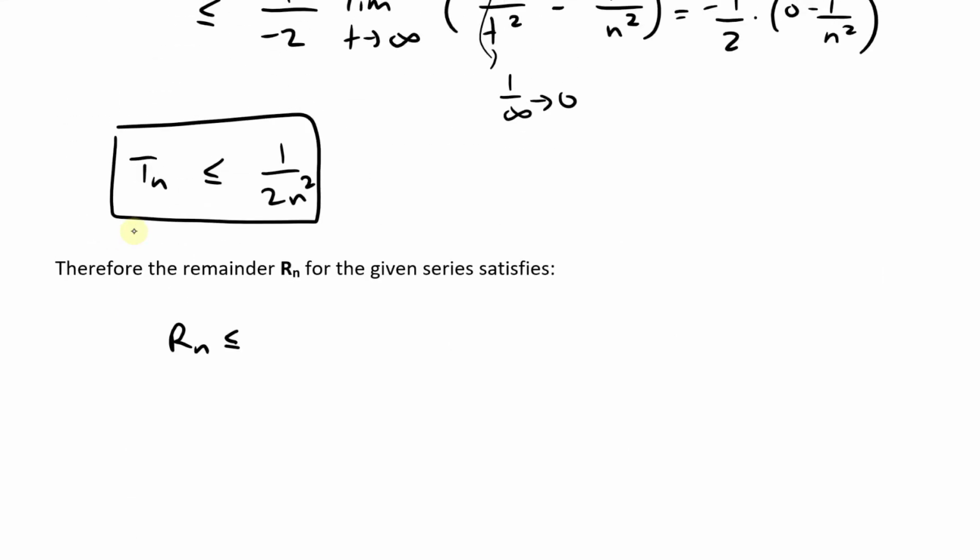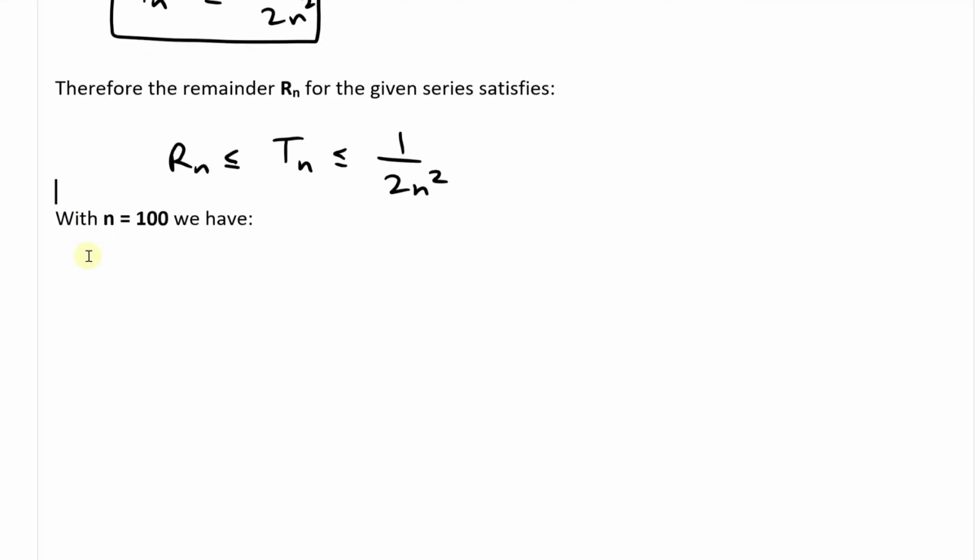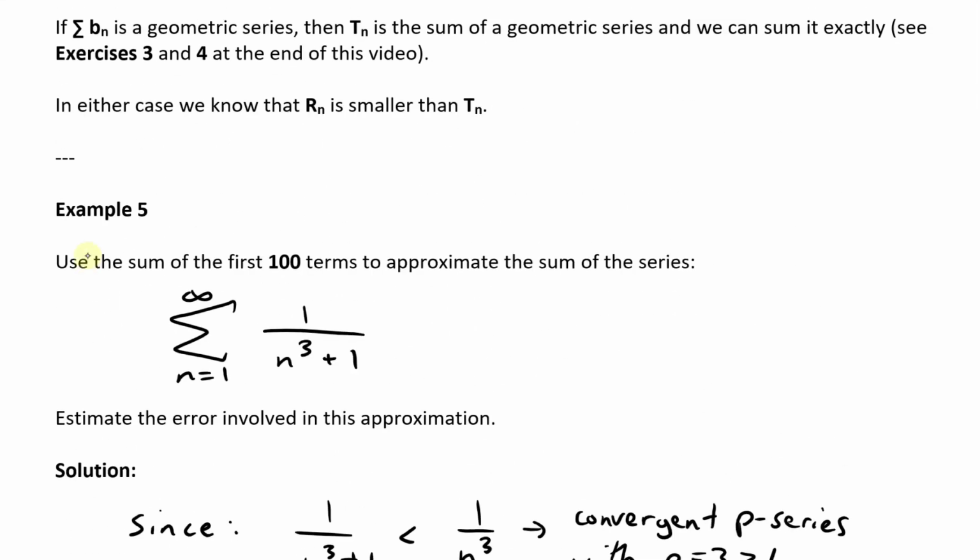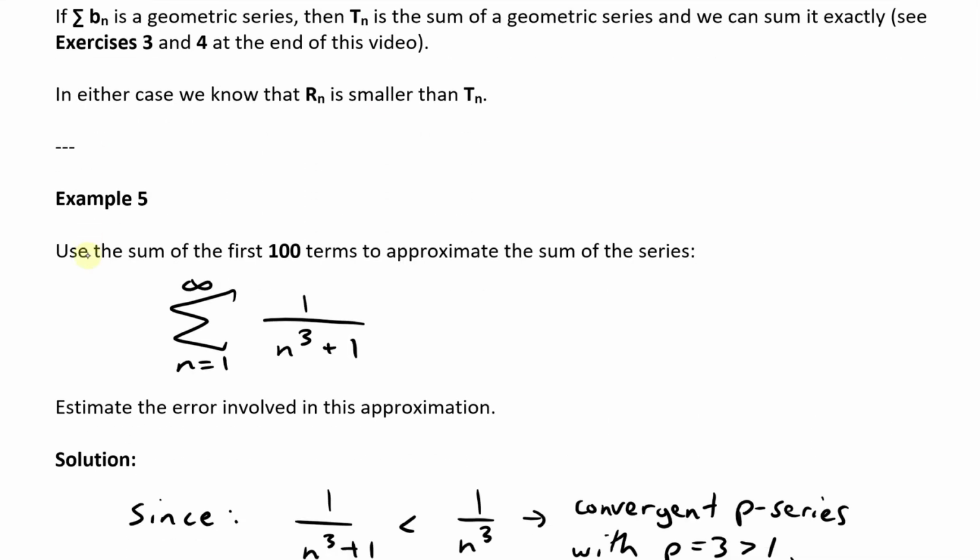So Rn is going to be less than or equal to Tn, which is less than or equal to 1 over n squared. Now with n equals 100, well, 100 terms were asked for. So let's scroll all the way up here. I'll sum up these terms afterwards. I'm just going to get the error first. So estimate the error involved in this.